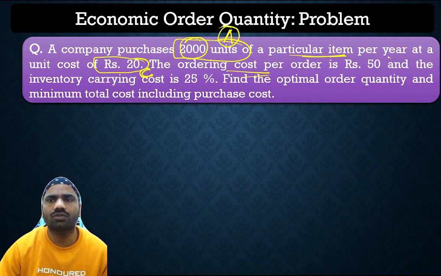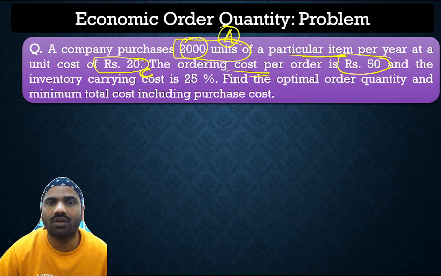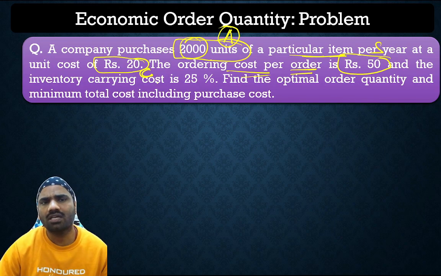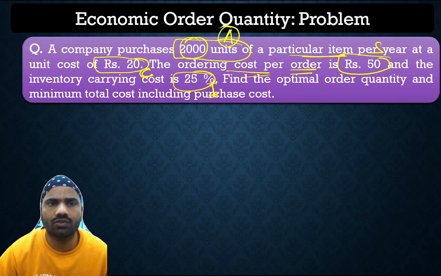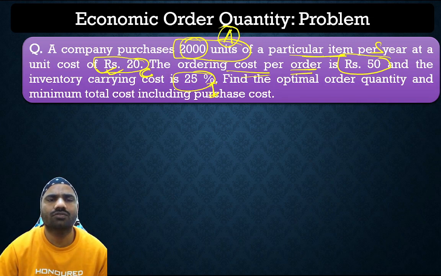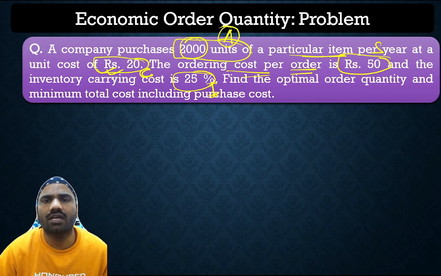Ordering cost per order is rupees 50. So by the units we can identify what variables we have been given. Here you can see the cost per order. So this is nothing but ordering cost. So this is S. And the inventory carrying cost is 25%. So it is the value of I, and that I is a percentage fraction of the unit cost. So inventory carrying cost is 25%, meaning rupees 5. Rupees 5 will be 25% of rupees 20. That will be 5. So rupees 5 will be the inventory carrying cost.